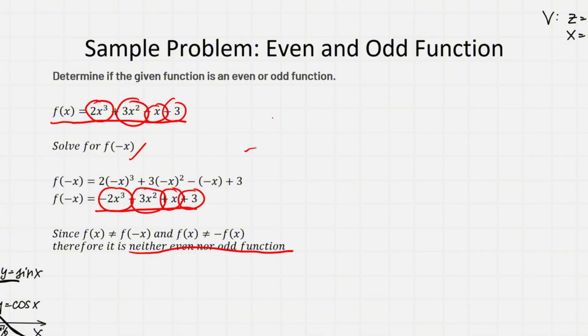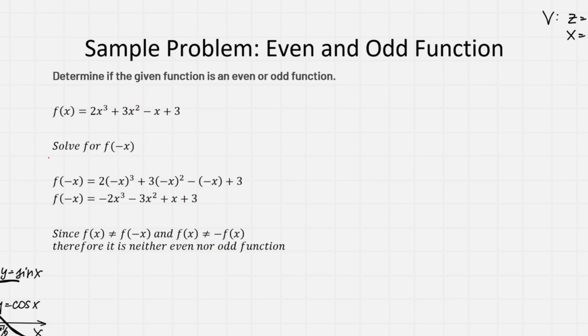So the trick here is that if you analyze each degree or each exponent of the terms, we have 3, 2, 1, and then 0. So it alternates, right?